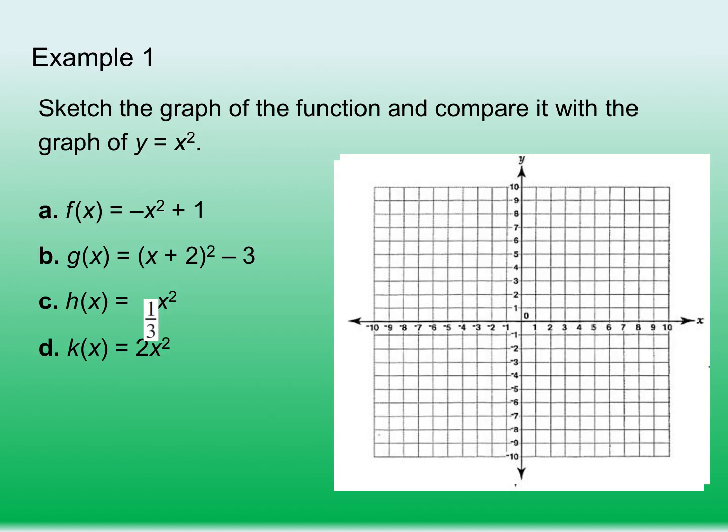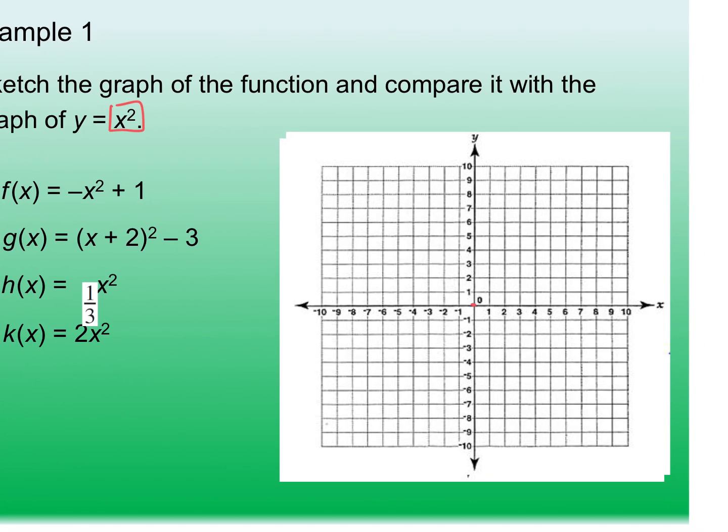In example 1, we sketch the graph of the function and compare it with the graph of x squared. So our x squared is just our parent function. Our vertex would be at 0, 0. We can plug in a couple points just to get a good idea of the shape of our graph. If I plugged in 1 for x, what would our y be? 1. If I plugged in 2, what's our y? 4. 2 squared would be 4. And then we have the same points on the negative side too. So this would be our parent function for the parabola.